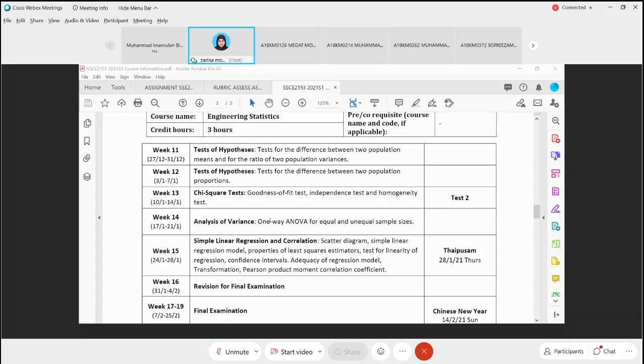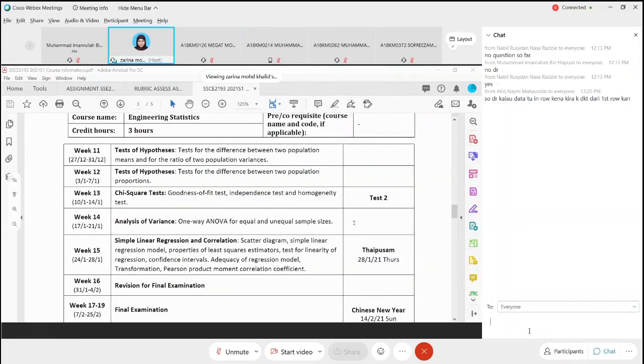Again, any questions so far, guys? Doctor, if the data is in rows, do we have to compute K from the first row?